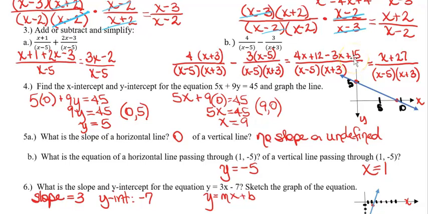So if we combine our like terms, 4x minus 3x is going to give us 1x, and then 12 and 15 is going to give us 27. And again, keep that denominator the same.